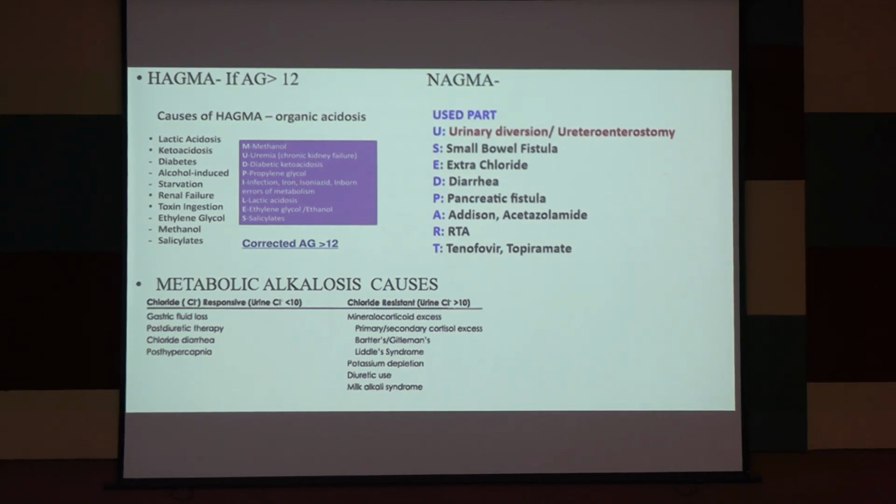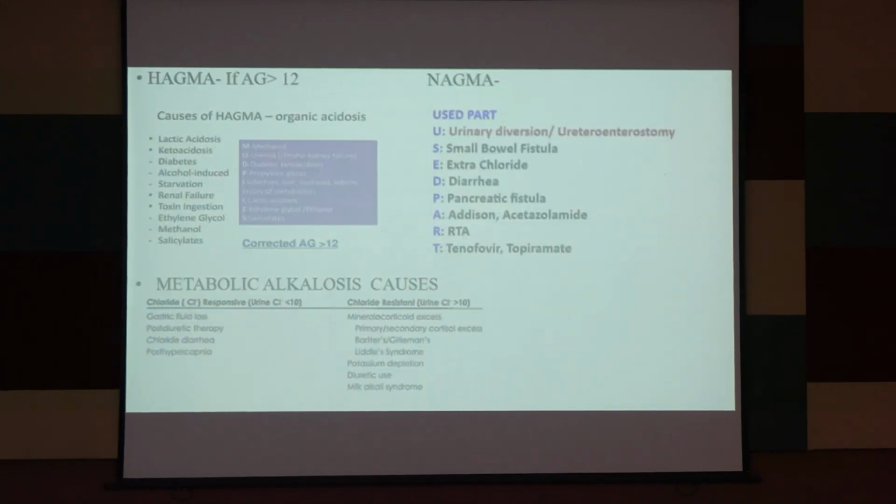means যদি তুই fluid দিস, normal saline দিয়ে treat করিস, just treat the dehydration and the metabolic alkalosis will be corrected, right? But in case of chloride resistant metabolic alkalosis, if the urine chlorine is more than 10, in case of diuretic use, mineralocorticoid excess, there is the Bartter syndrome, Gitelman syndrome and Liddle syndrome. In those cases, if you provide more and more saline, then metabolic alkalosis will not be corrected.